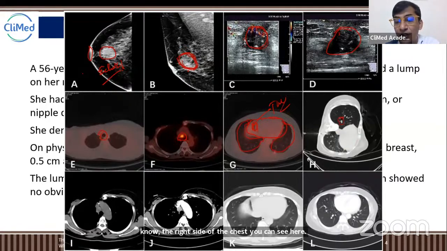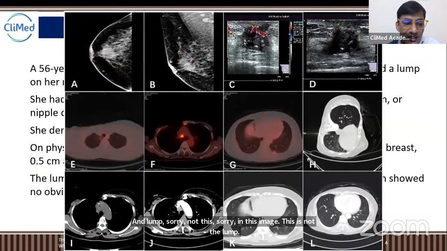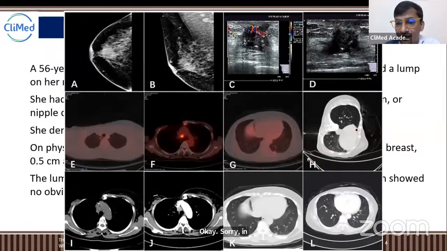Sorry, in this image this is not the lump. This is the lump here, if you see here. This is the backbone, the vertebra, the entire vertebra, and this is the right breast, and here you can see it easily in the side views.